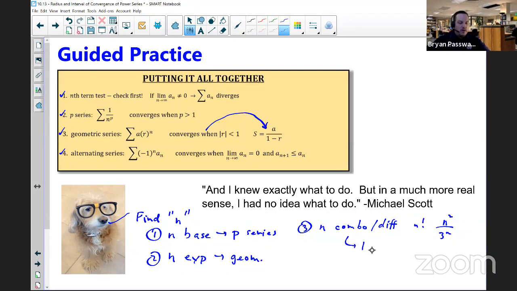That's what we're going to look at tomorrow, and that's going to be a really good example of when we would use the ratio test.